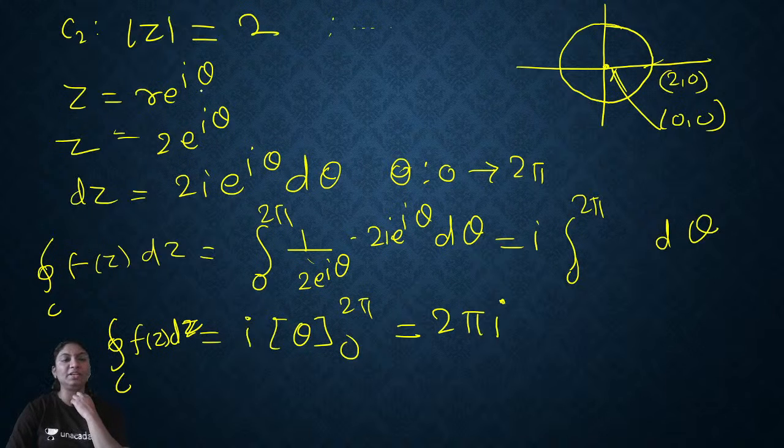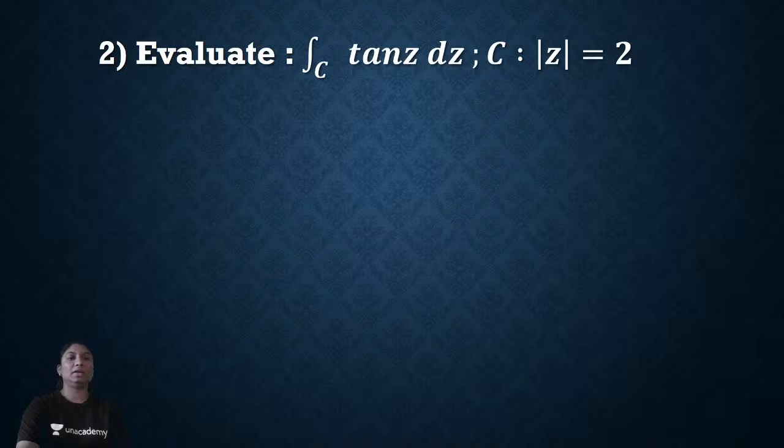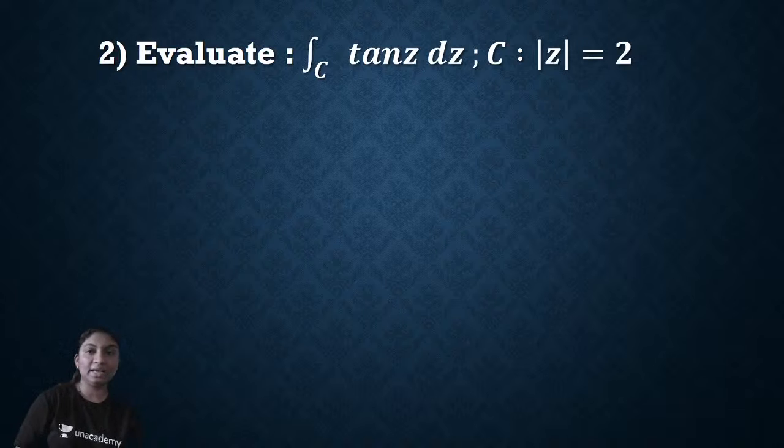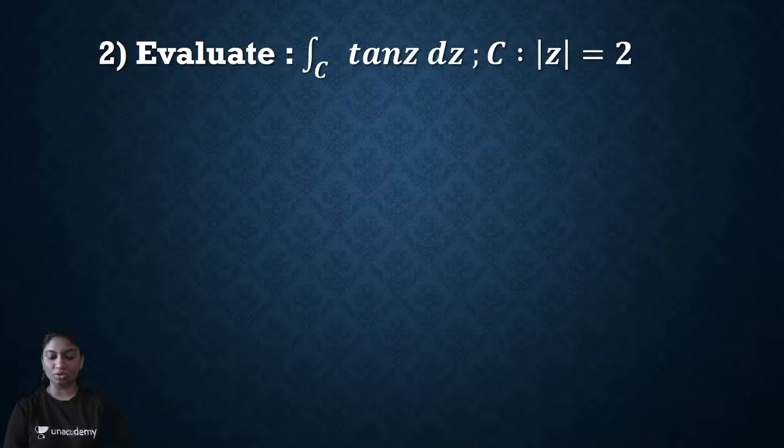The first curve is a circle with center at (0, 0) and radius 1, and the second curve is a circle with center at (0, 0) and radius 2. Okay. Now see the second example. Evaluate the integral over C of tan z dz, where C is the closed contour |z| = 2.